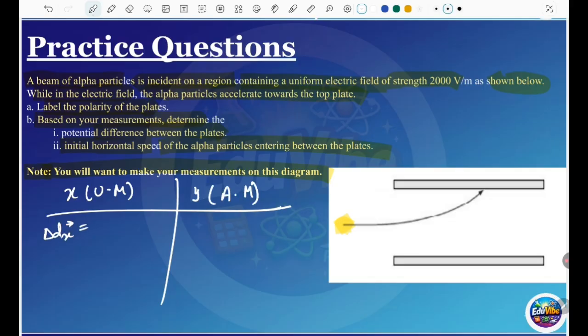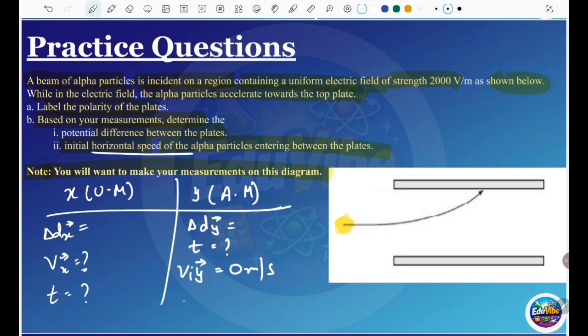So here we have delta dx. We have to find the horizontal speed of the alpha particles, which means we have to find Vx. So this we have to find, and time is not there. For dy, we don't know yet. For t, for time we have to find. Viy in that case remains 0 meters per second. And we want acceleration, because we want to find Vx, so we want acceleration too. Fine. For dx and dy, we already have those.